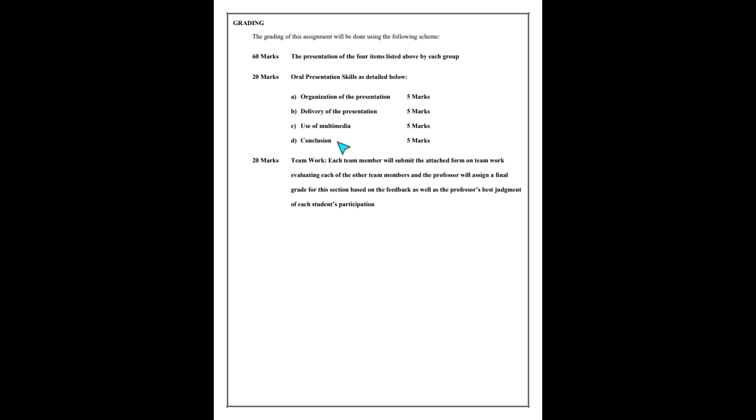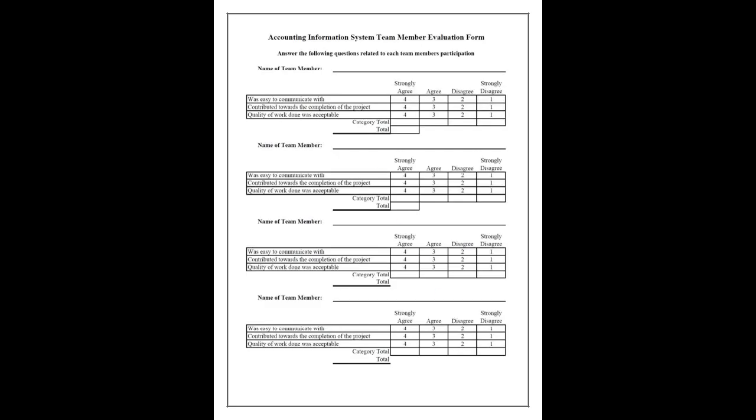And then concluding your part. Every student should present at least one of the 4 parts, and then for the conclusion of your part, do you conclude properly or do you just finish without a proper conclusion? That's 5 marks. And then 20 marks for teamwork. Every single student should participate in this project, and I'm going to get feedback from every single student about the other students. On the next page, we have a student evaluation form.